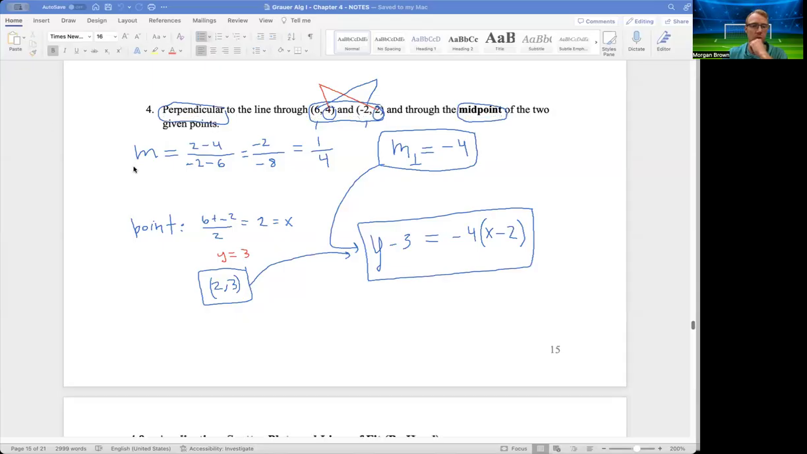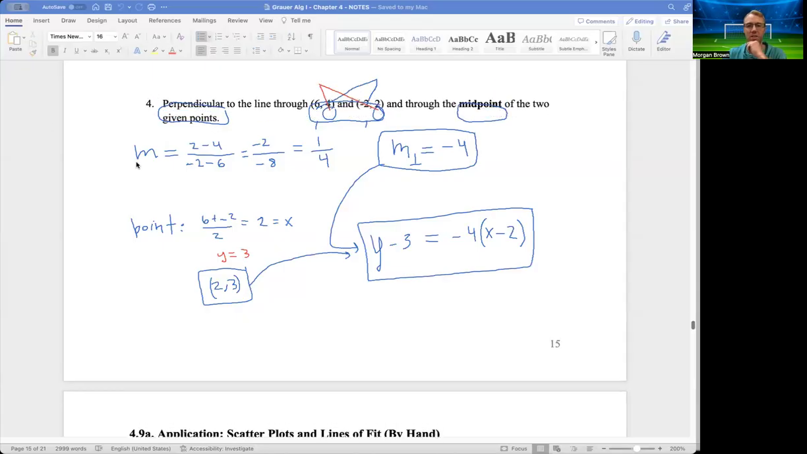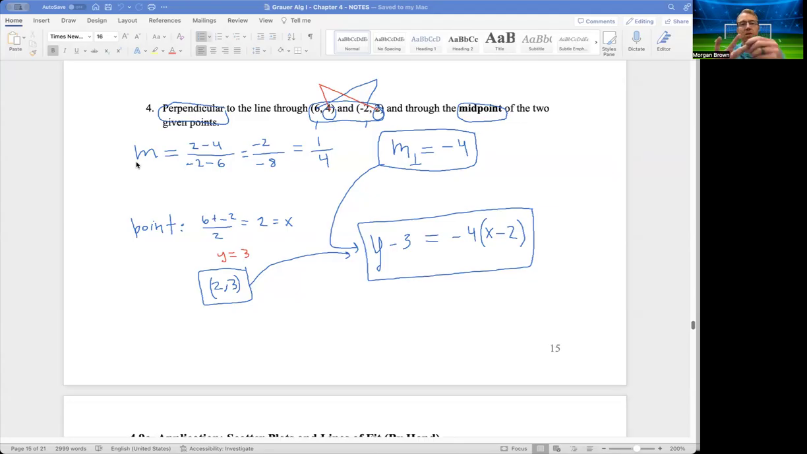So the overall idea of this section, like I said, is a 3-step process. Find the slope, find the point, and then plug them into point slope form.